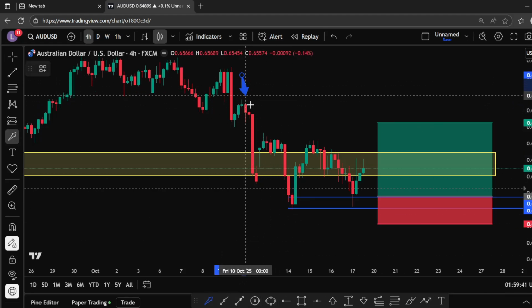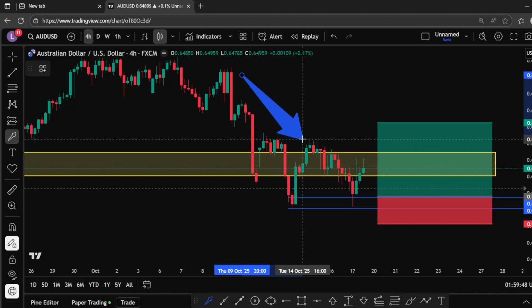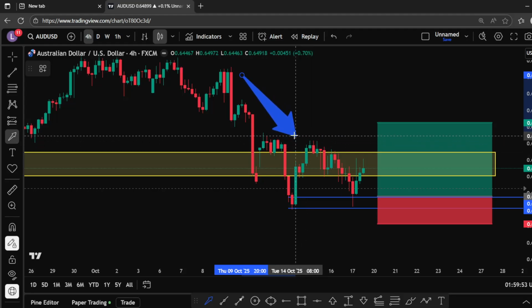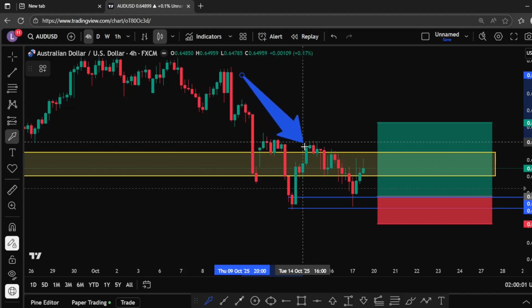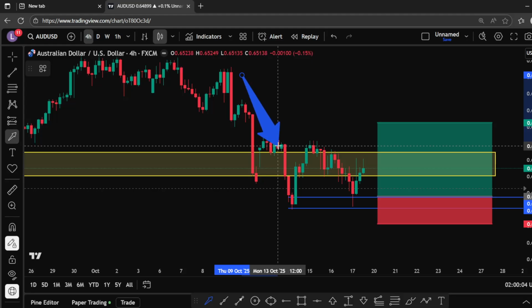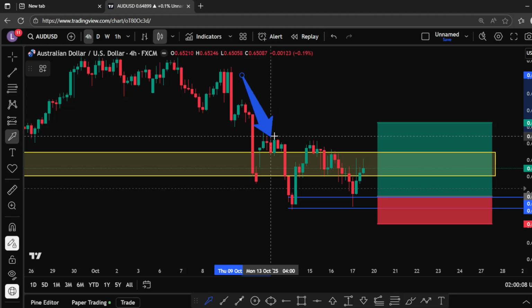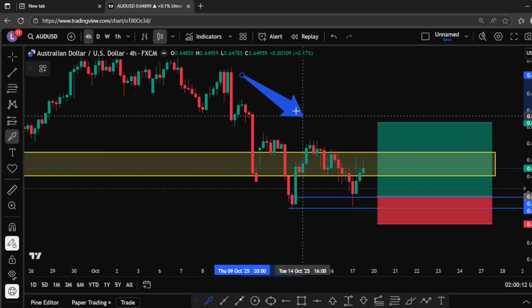Yeah. So we dropped on the 4-hour. We had this drop base rally to the upside. Yeah. Rally to the upside. Okay. So this was a supply zone. Yeah. Not a good supply zone. So this zone here was responsible for the push down. All right. So this zone is now inactive. All right. So this zone has been taken out.